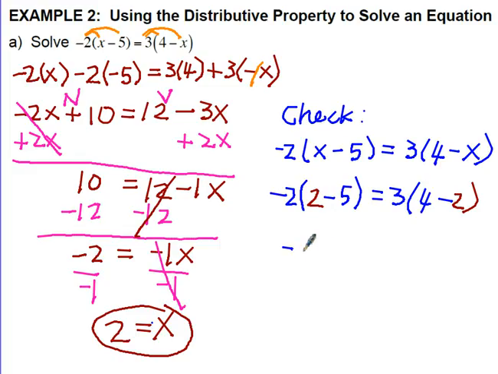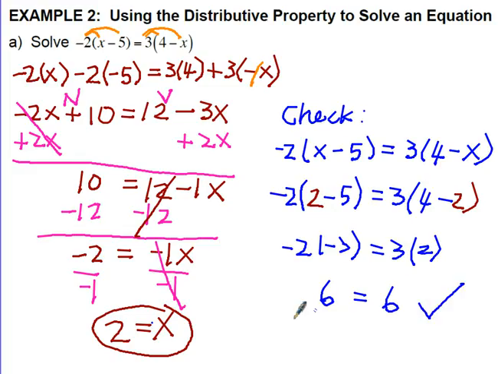So here you have negative 2 times negative 3 on the left side. And you have 3 times 4 minus 2, which is positive 2. Negative 2 times negative 3 is 6. 3 times 2 is 6. Our left side and right side are the same. So yes, we have checked that x equals 2 is the solution. Okay, very good. And please move on to example number 3, which is the next video.